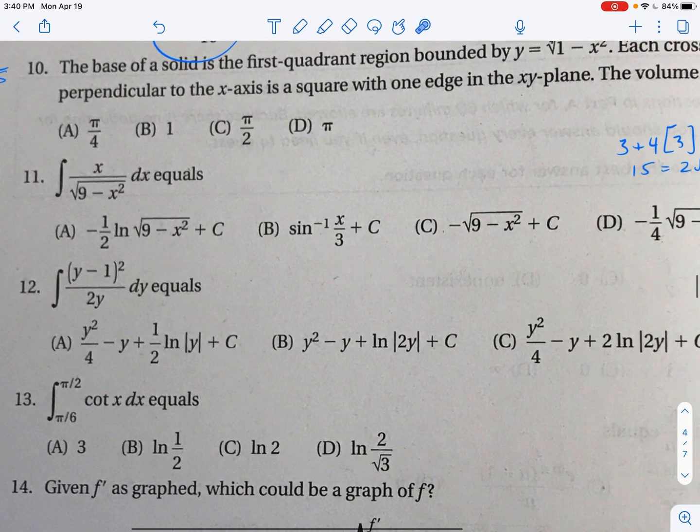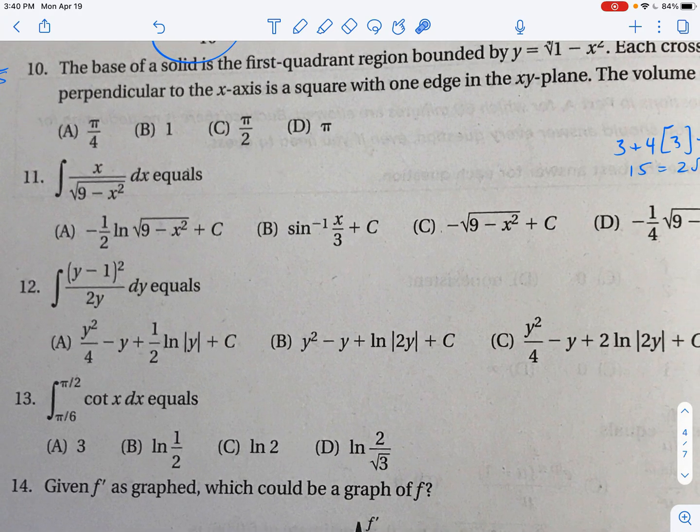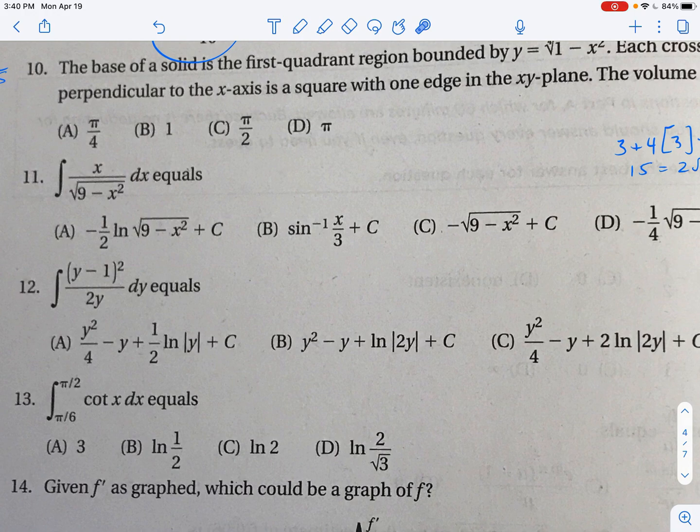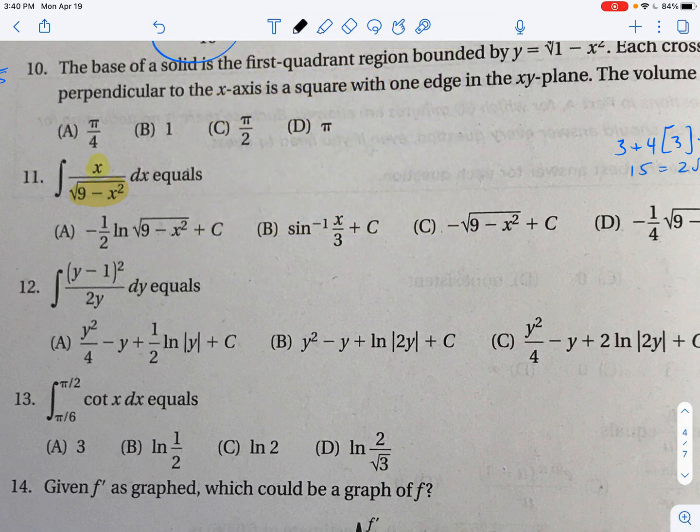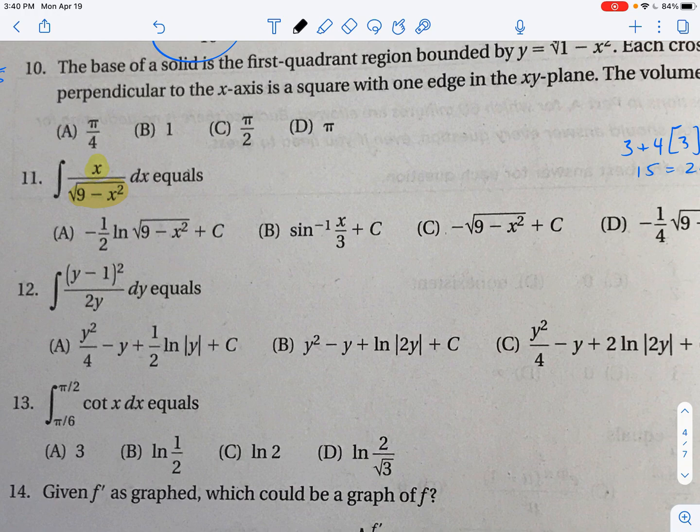All right, number 11. This is a U substitution problem. I would encourage you to try to do it in your head. So the idea is we kind of notice that 9 minus x squared, on the one hand, we're doing something to it. On the other hand, we have something that looks like its derivative. So you can just kind of do this by guess and check.